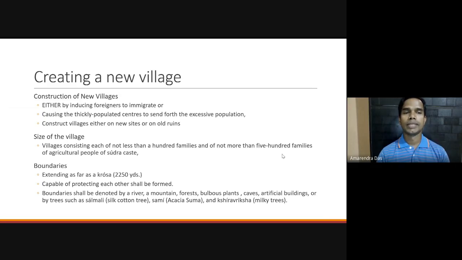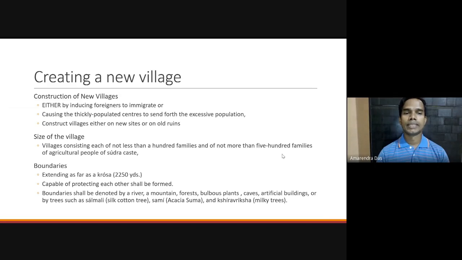And what should be the size of the village? The village basically consists of not less than 100 families and not more than 500 families of agricultural people of the Sudra caste. Of course, it is mentioned in the Arthashastra, because at that time caste was very much prevalent in the Indian subcontinent. But without looking at the caste aspect, we can simply look at the fact that it was 100 to 500 families of agricultural people. That would be the size of the village.